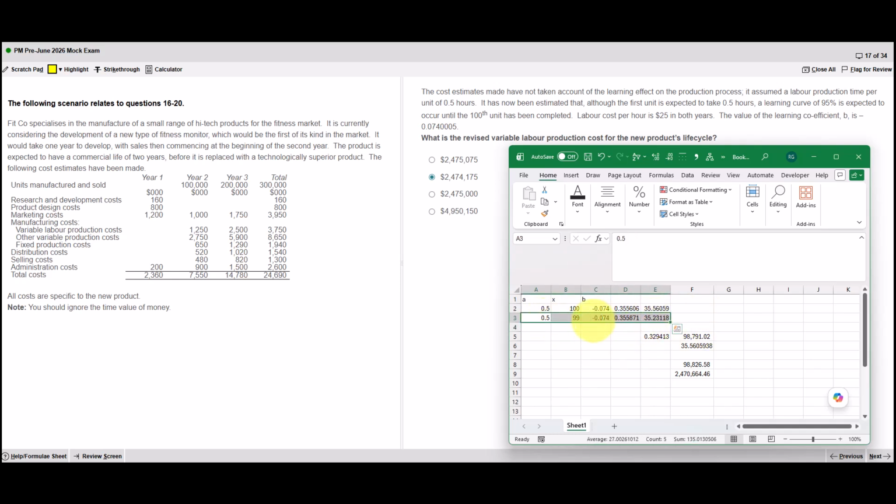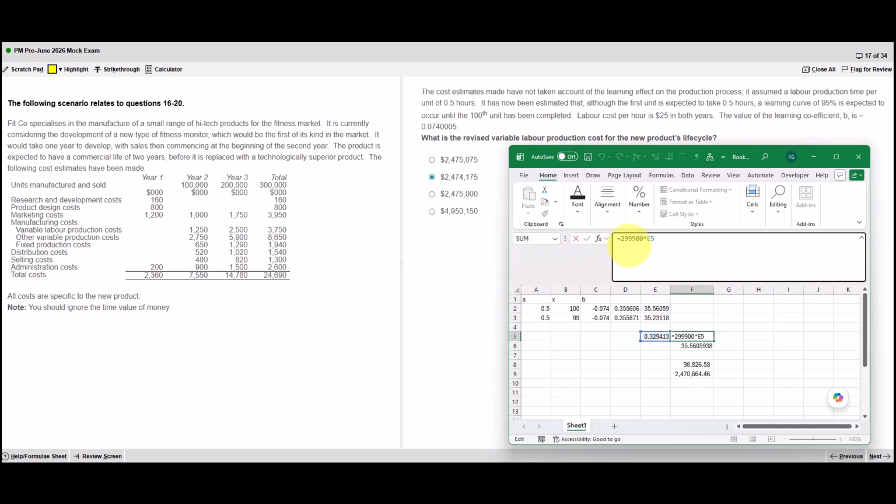Then I've copied all of that and pasted it here, changed that to 99. That's the total time for the first 99 units, which means that's the time for the 100th unit, the difference between those two. So then what I've done is taken the 299,900 units multiplied by that time, gives me 98,791. This is the time for the 100 units. So that's the total time taken, which I've totaled here, multiplied by 25, which is the labour cost, which gives 2,470,664, which was the figure I got, or close to the figure I got, because obviously I did round it a bit. The spreadsheet hasn't rounded it at all.